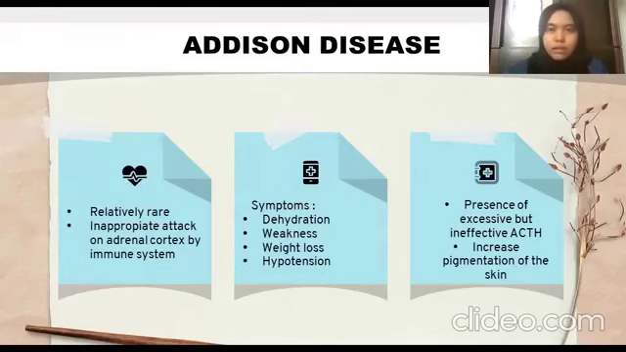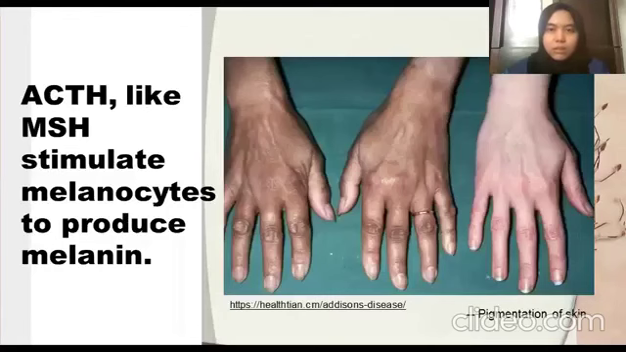Addison disease has a presence of excessive but ineffective ACTH that will increase the pigmentation of the skin. As you can see in the picture, this is the pigmentation of the skin that happens because ACTH, like MSH, stimulates the melanocytes to produce melanin.